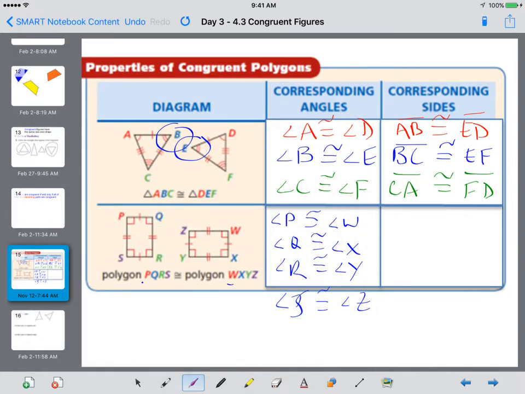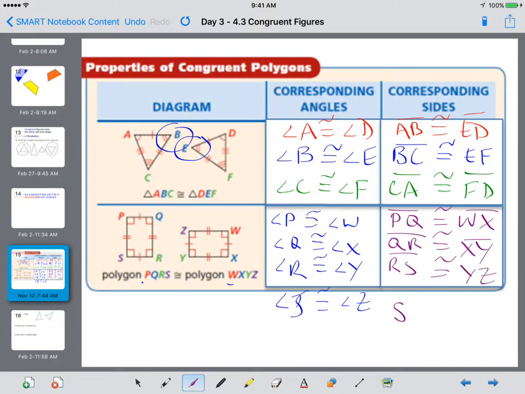Now when we label the sides, I need to go in order with those same letters. So PQ would be congruent to WX. QR congruent to XY. RS is congruent to YZ, and the last one would be SP congruent to ZW.